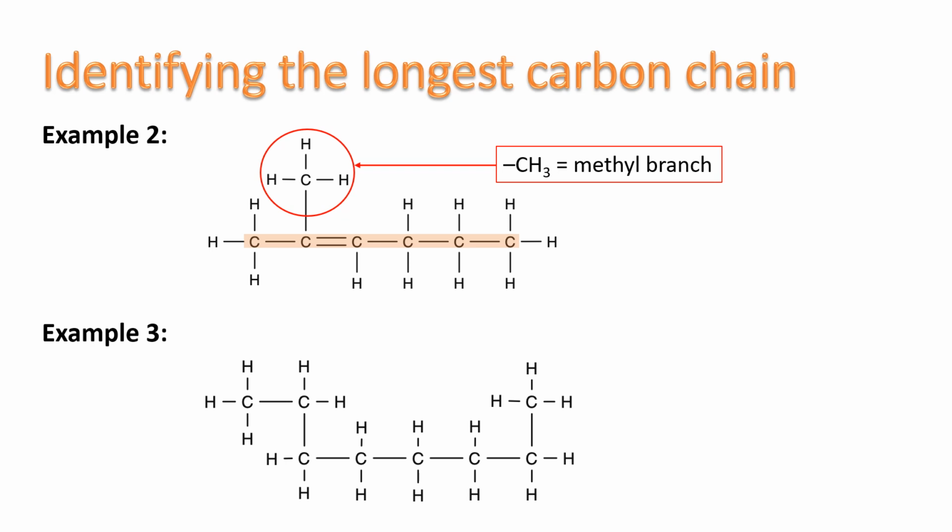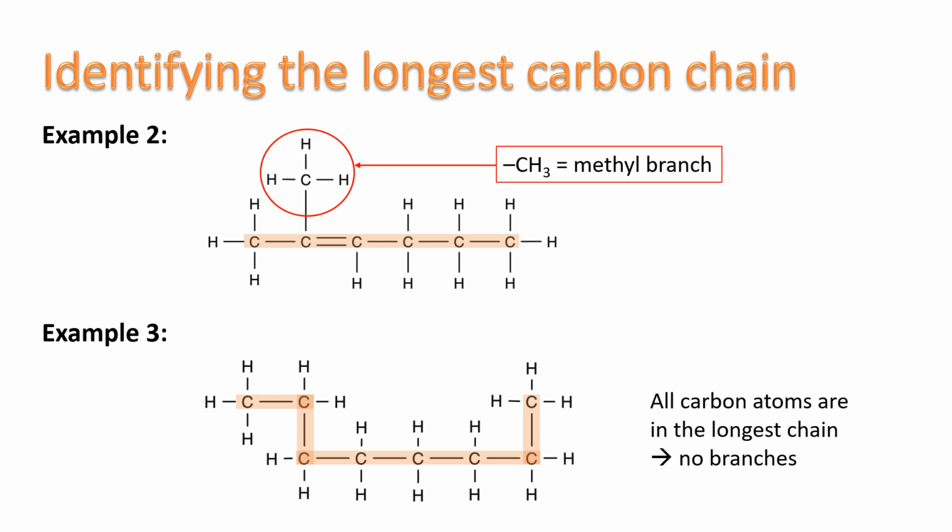Example number 3. Again, this is the same one from before. We have already identified our longest carbon chain. Now we can see here, all the carbon atoms are contained in the longest chain, and so this molecule does not have any branches at all. So if we just pause here and copy this example down.